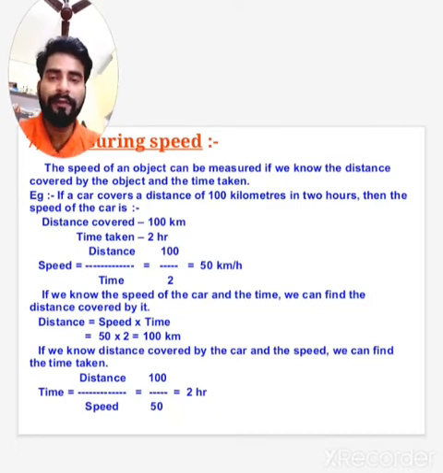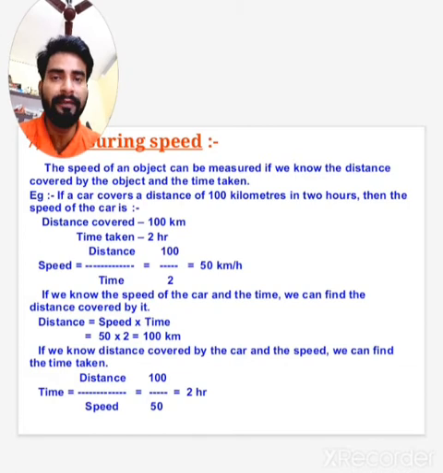After that, conversion of units. Easily we can convert kilometer per hour to meter per second. If we want to convert kilometer per hour to meter per second, we just multiply by 5 by 18. If you want to convert meter per second to kilometer per hour, we use 18 by 5. So we use 5 by 18 or 18 by 5.